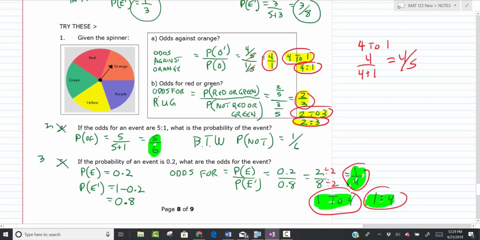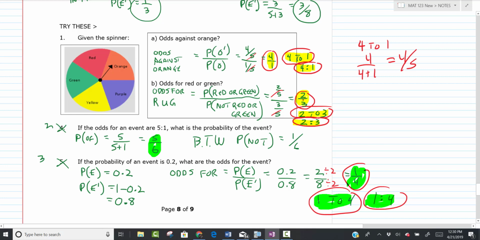Okay, the next one was the odds for red or green. So you're going to do the probability of red or green over the probability of not red or green. Red or green would be this or that, that would be 2 out of 5. Not red or green would be the orange, purple, or yellow coming up, so that would be 3/5. And again, notice that these two things are always going to add up to 1. 4/5, 1/5, 2/5, 3/5 adds up to 1. The 5s would cross out, therefore you have 2 to 3 odds.